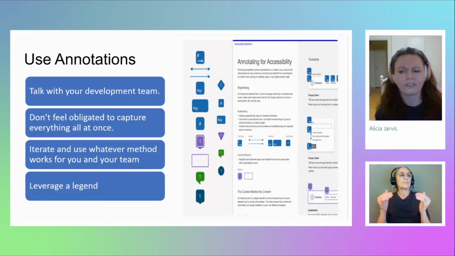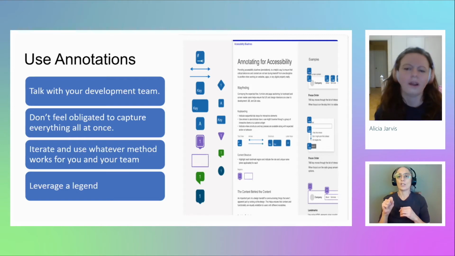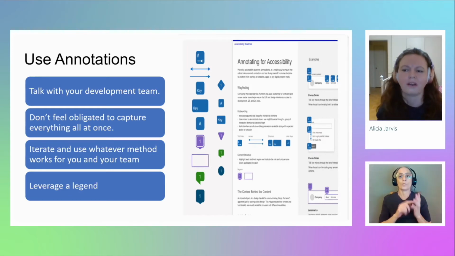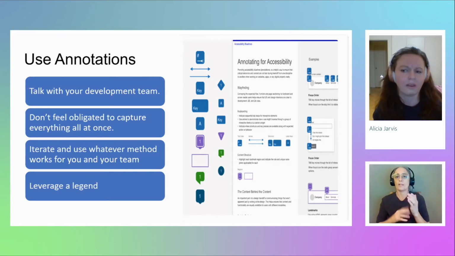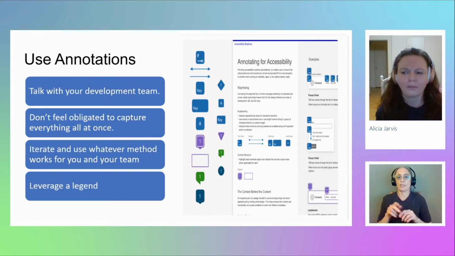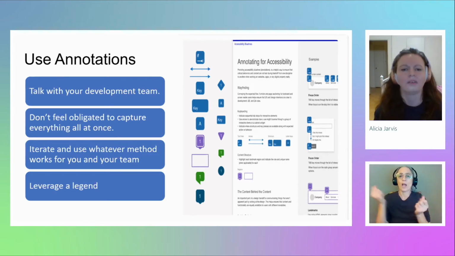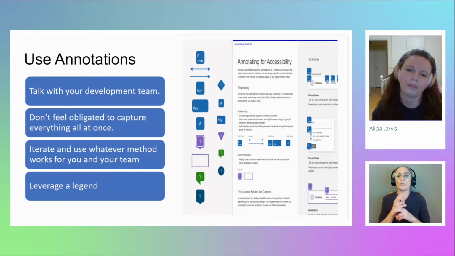Next, use design annotations to help you, not because the accessibility person told you to do it. Interaction models will help you provide context for navigation and list the different elements and interaction needed within the application. Remember, wireframes are both project documentation and a visual communication guide. So make annotations part of your workflow to eliminate misunderstandings or confusion along the way. Talk with your development team. Don't feel obligated to capture everything all at once. Iterate and use whatever method works for you and your team. And leverage a legend for greater clarity.